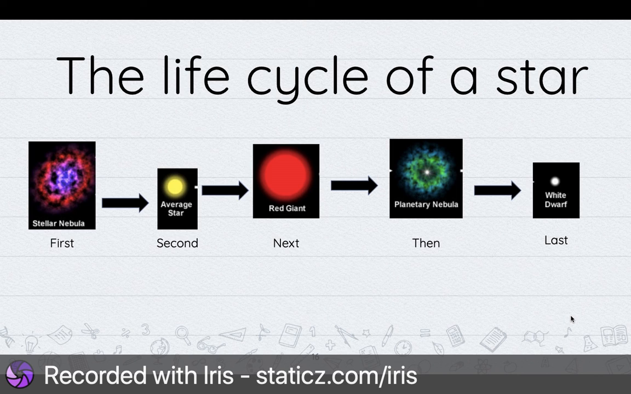Now you are going to go and fill out some questions and your exit ticket. In the exit ticket, you will be writing a 5-sentence paragraph telling me the life cycle of a star. You will use your sequencing words to write the paragraph. First, second, next, then last. You will see each of these pictures in a different order. You will have to remember which order all of these stages go in.